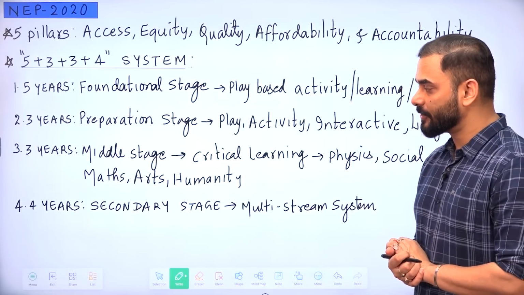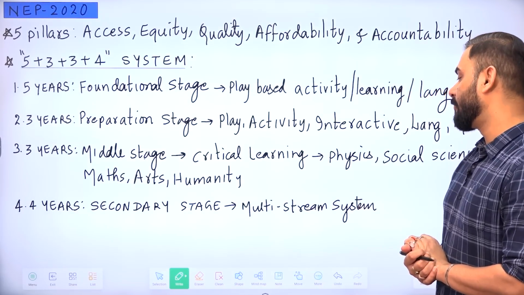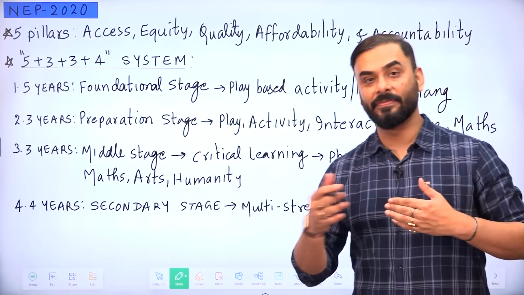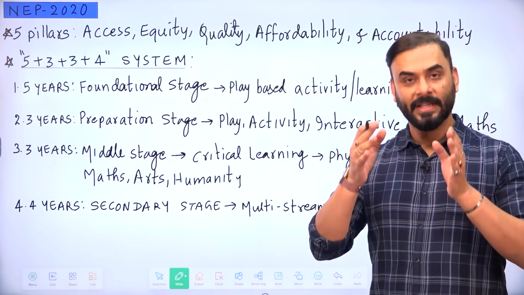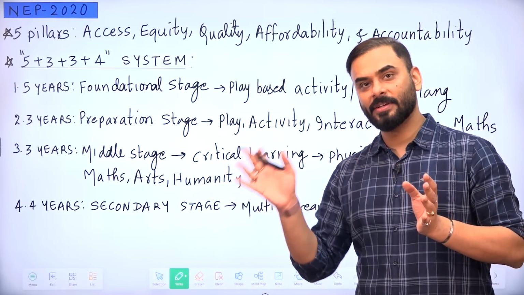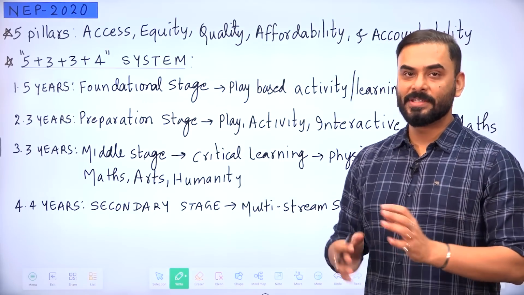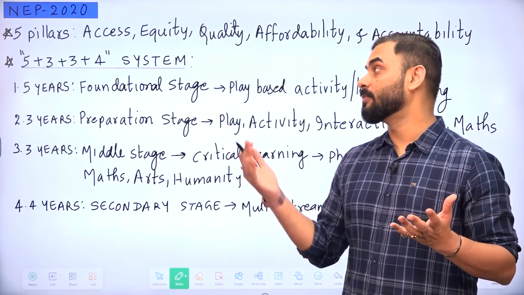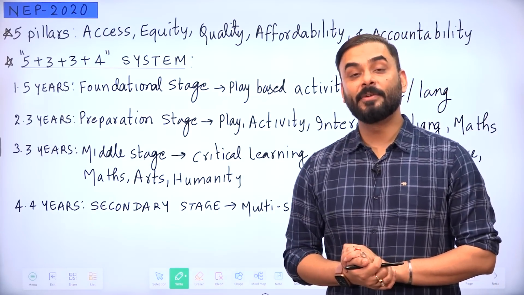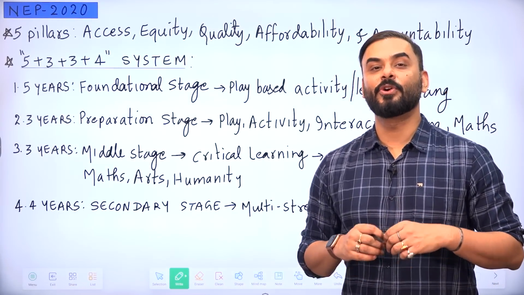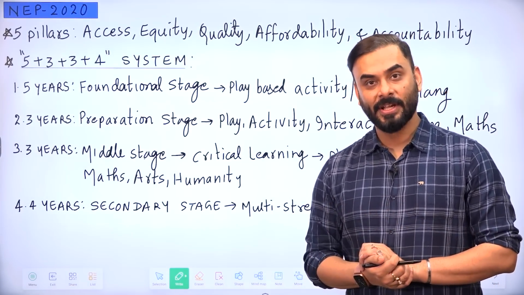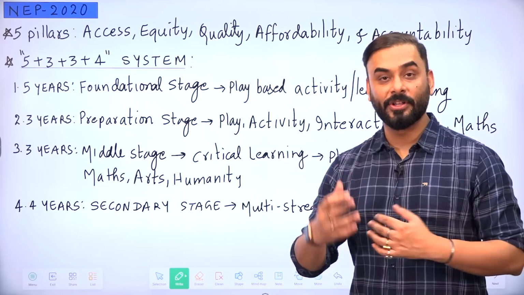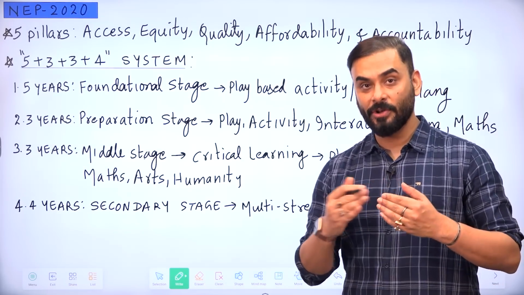And then the next 4 years is secondary stage, where we allow multi-stream system. So if somebody wants to study economics with physics, it is allowed. If you want to study English or Hindi literature with chemistry, it is allowed. So which means different combinations are allowed. And in our new education policy, the National Education Policy 2020, there are multiple points of entry and exit. So if you want to discontinue at a certain stage, you can drop out and then you can pursue some work and then you can come back and continue your education as well, which means continuity can be maintained there.